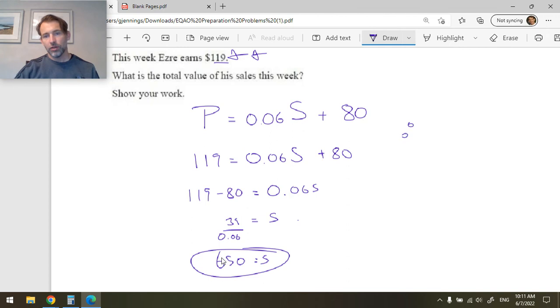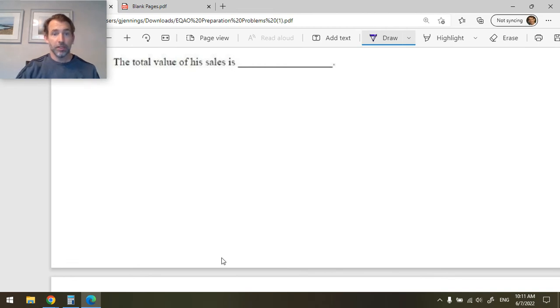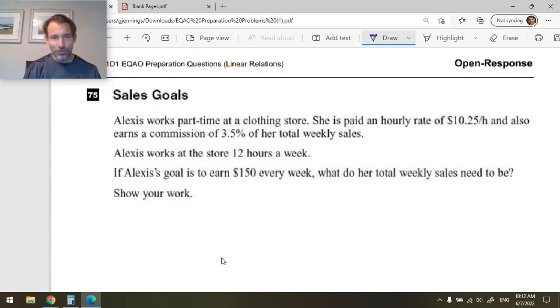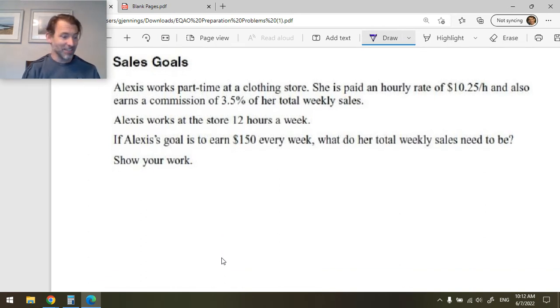Okay, therefore his sales were $650 if his income was $119 for the week. Keep going. Total value of his sales is $650. Notice I put the dollar sign first. Okay, sales goals. Oh, we got a lot of these commissions questions because they do tend to create these lines.